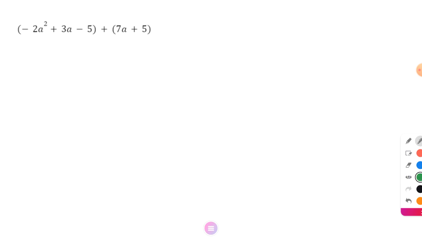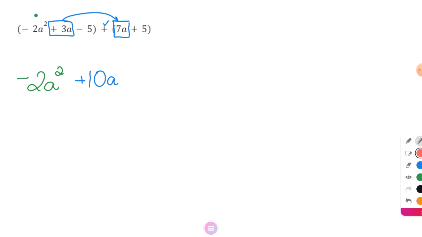All right, another addition example. So let's see, like terms, same variable, same exponent. Negative 2a to the second. I don't have any other exponents that are a squareds, so that just becomes part of my answer, negative 2a squared. Next terms, I've got positive 3a and positive 7a. So 3a plus 7a is 10a.